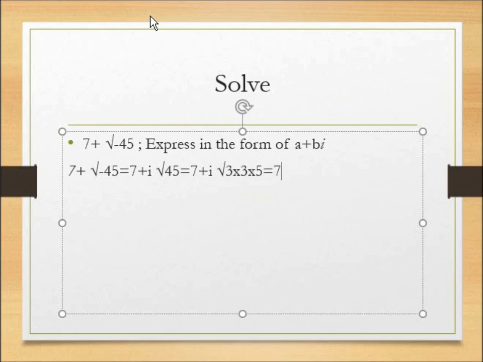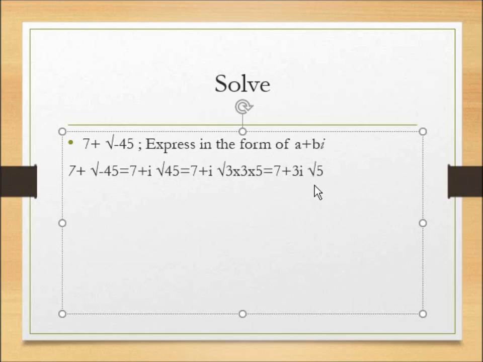Which can be written down as 7 plus 3i square root of 5. So this is your answer right here, 7 plus 3i square root of 5. Simplify it to the form, well, not to the maximum form, because you can still find the square root of 5, but the answer is going to be in decimal form. But I just don't want you to solve it right now.